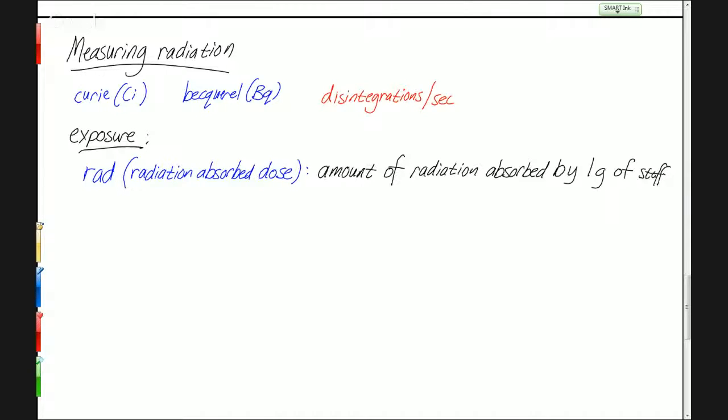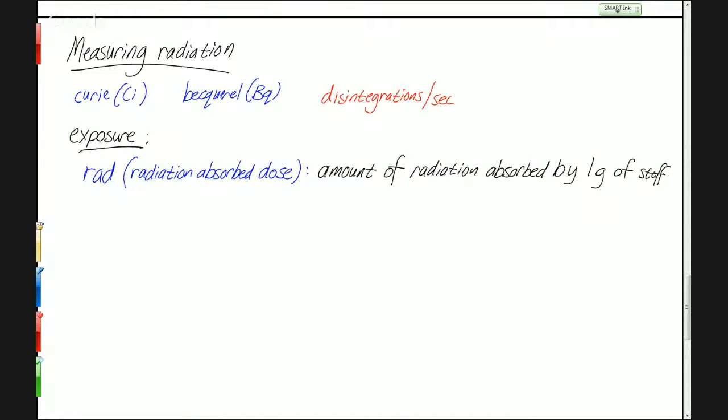Now, by 1 gram of stuff, that could be whatever. That could be body tissue. That could be a device. It's just like a standard measure. But as you might imagine, that's not really a great measurement because different kinds of radiation are damaging in different ways. So to just say how much radiation in general is absorbed is not always useful.